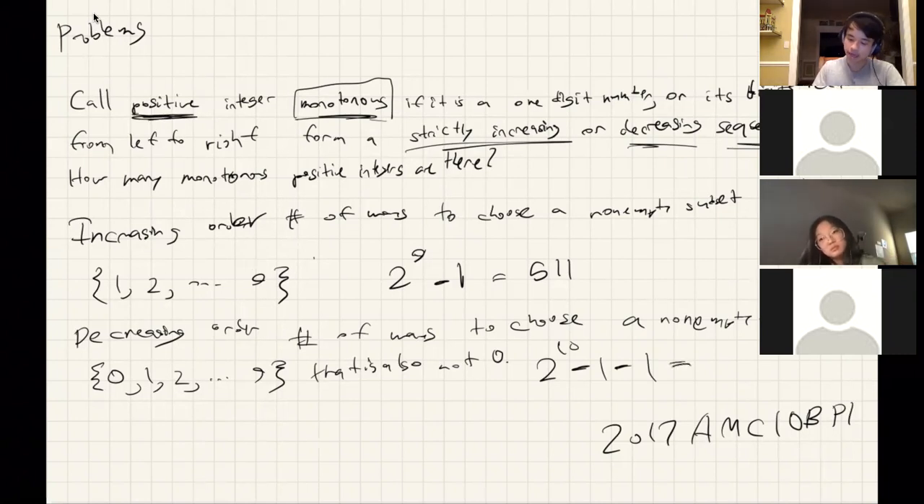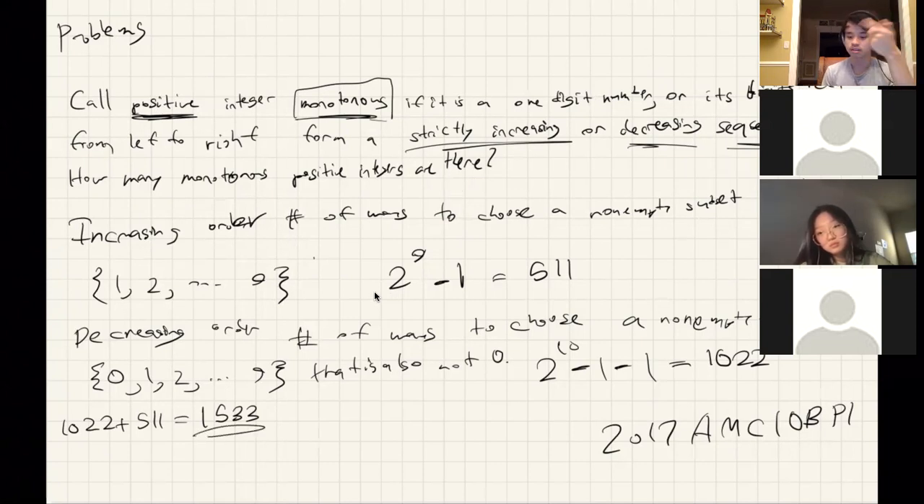So now we have 1022 integers of this type. If you were unwise, you would have just added together 1022 plus 511 equals 1533, and that would have been an answer choice on the actual test. So you would have put that in and gotten the wrong answer. Then you would have been very sad because this is not the correct answer, because some integers are in both.